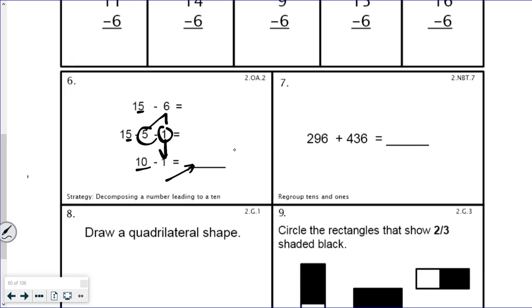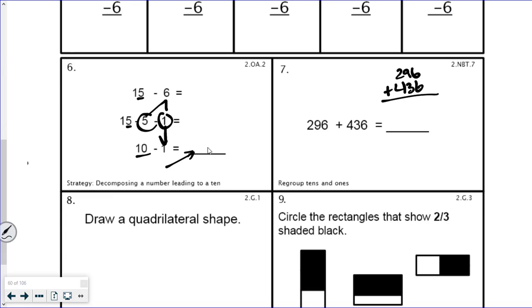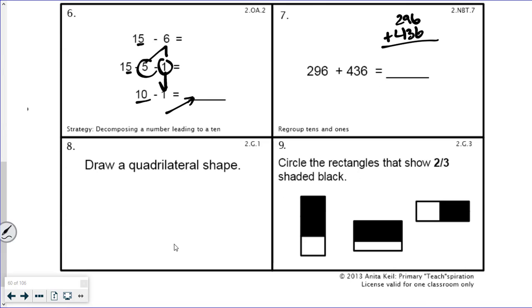For number 7, we're going to add 296 plus 436. The first thing you're going to need to do is you're going to rewrite this problem, because they're already telling you there's regrouping. So if you're going to regroup, you're going to want to write it like that. So pause your video and do number 7. Number 8, draw a quadrilateral shape. Let me tell you that a quadrilateral is any shape with 4 sides that are touching. Okay, so number 8, go ahead and do that one.